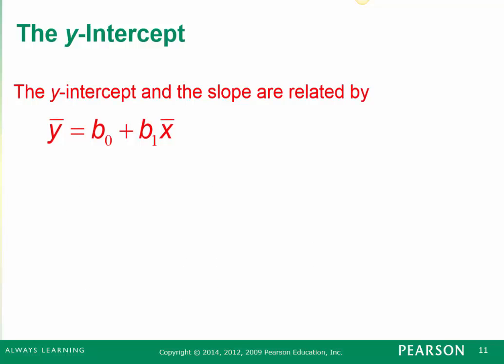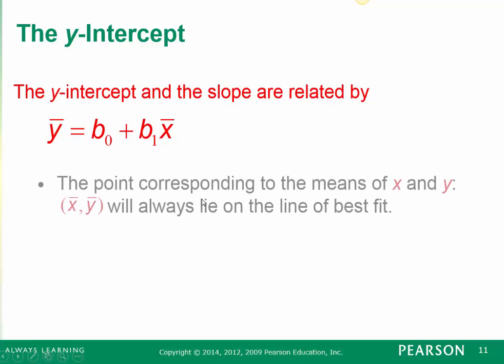The y-intercept and the slope are related by this equation. Again, you don't need to know these, but I just wanted to show you that we can use the mean of the y's and the x's to create parts of the regression equation. And in fact, the regression equation goes through the point x bar, y bar. That really kind of anchors the fitted line on the graph, and then it's rotated in order to minimize the sum of the squares of the residuals. So again, that x bar, y bar will always lie on the line of best fit.